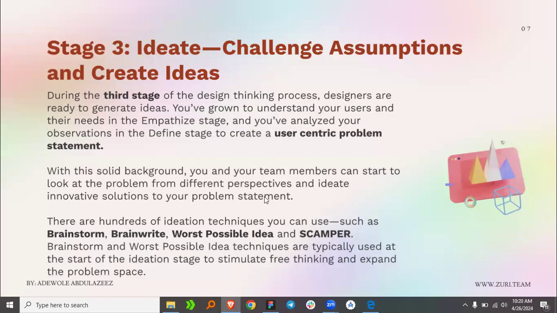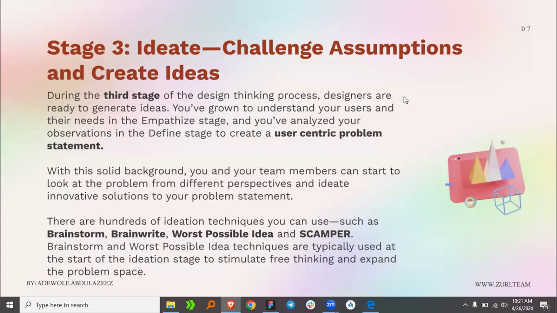And ideate innovative solutions to your problem statements. There are hundreds of ideation techniques you can use. There are different techniques that you can use to generate ideas to solve that problem. Part of it is brainstorming, and under brainstorming we have different types of brainstorming, right? We have brain dumping, which is a single person thinking about what solutions can be used to solve the problem. Of course, brainstorming involves multiple people, right? That's multiple people thinking about what solutions they can come up with.